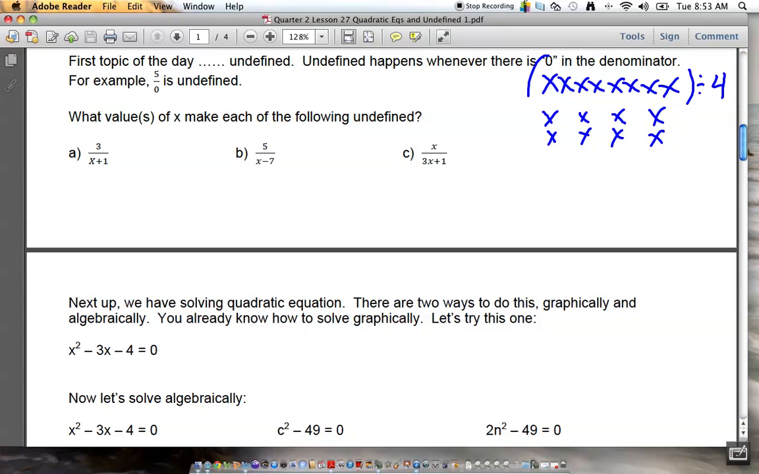What about letter B? What would it be, everybody? 7. I think by a quick visual inspection, we can figure out what makes it undefined. What about letter C?